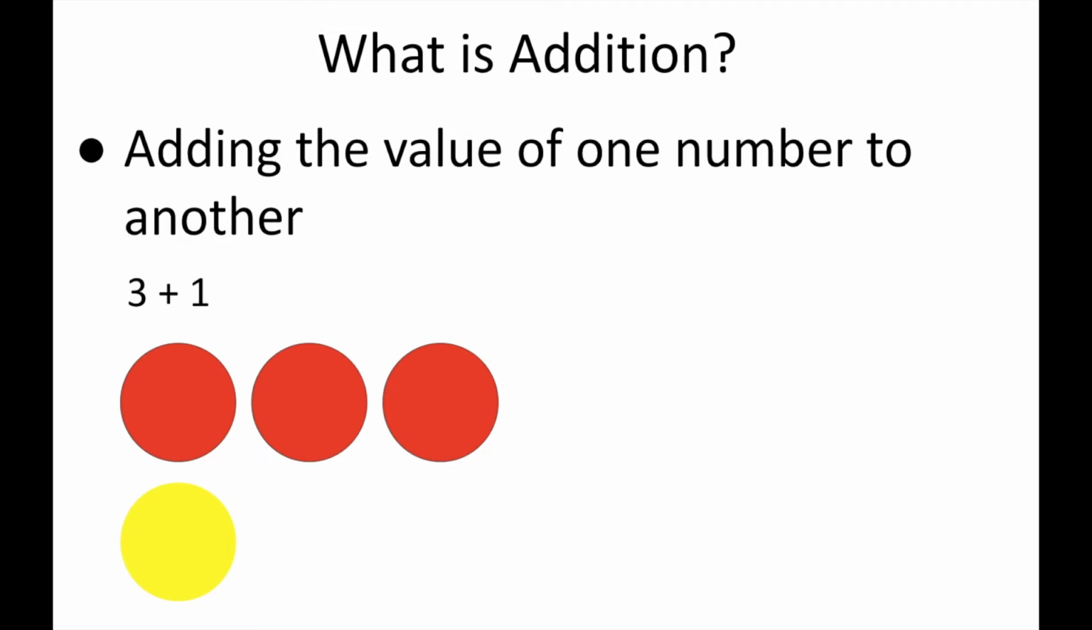As you can see in the model, we have 3 red counters representing the value of 3 and 1 yellow counter representing the value of 1. If we were to count all the values that we have here, we'd get 4, because 3 plus 1 is 4.